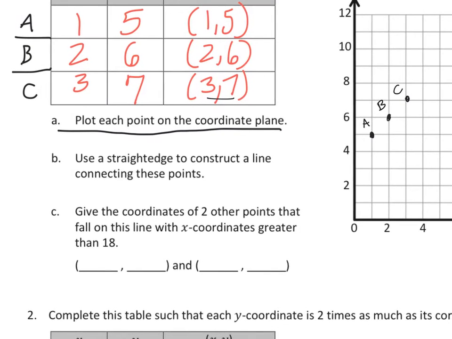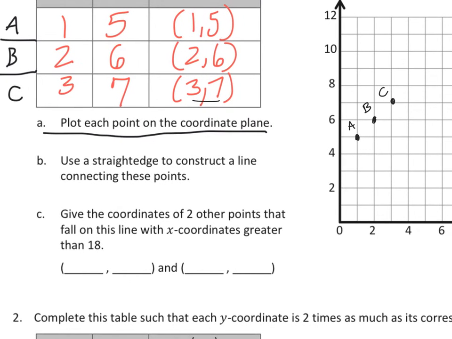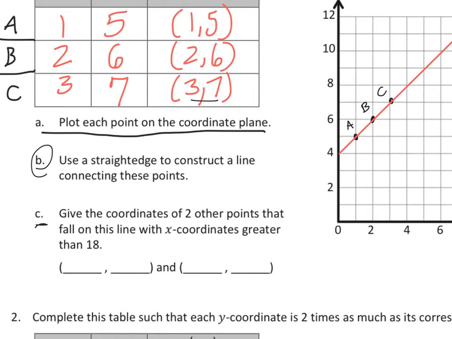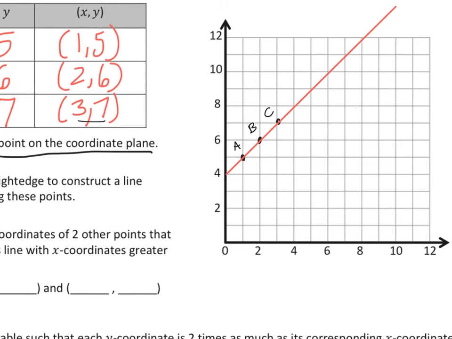Use a straight edge to construct a line connecting these points. Give the coordinates of 2 other points that fall on the line with x coordinates greater than 18. So I'm going to do that right now. I'll get a line going on there, and then we're going to come up with some coordinates. So there's my line, and if I move over, you can see I put it off the page a little bit. But there's my line I constructed, connecting those.